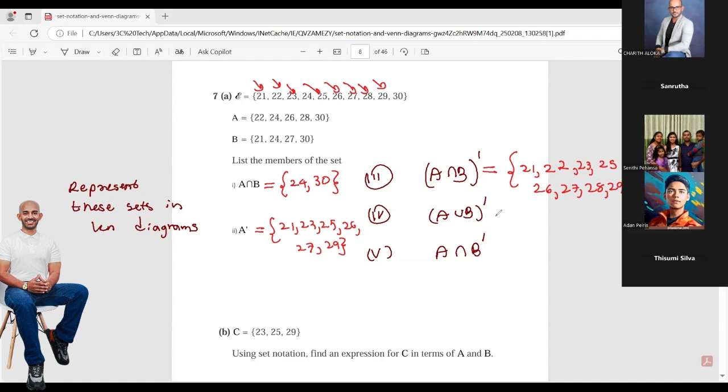Right. Then A union B complement. First of all, we have right here the A union B. What is A union B? For the A union B, we can write 21, 22, 24, 26, 27, 28, 30. Right?